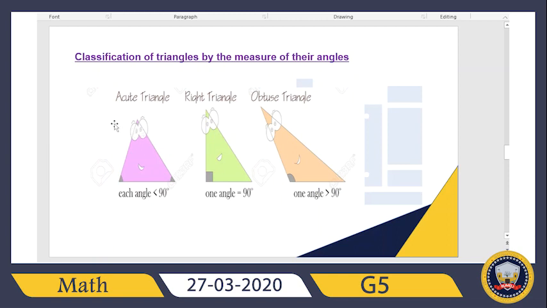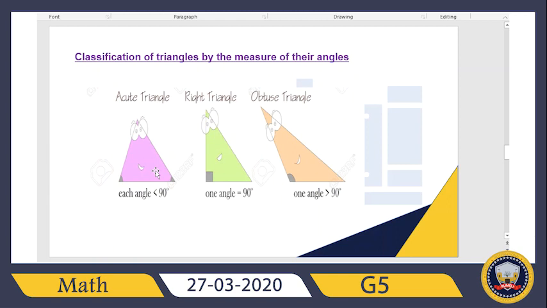Where two sides or two line segments or straight lines intersect each other at a point, they create an angle inside. So how can we classify the triangles based on the measure of their angles? Here, the triangle where each angle of all the angles inside the triangle is less than 90, we call this triangle an acute angled triangle.